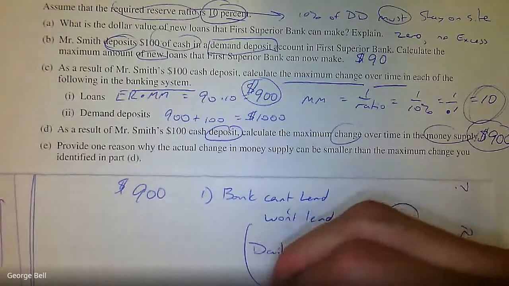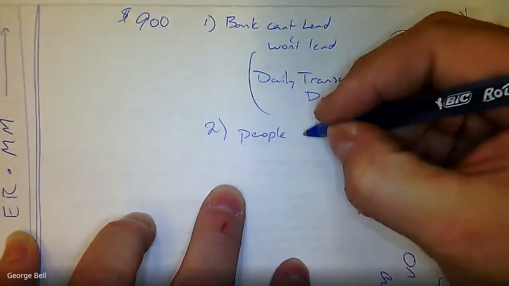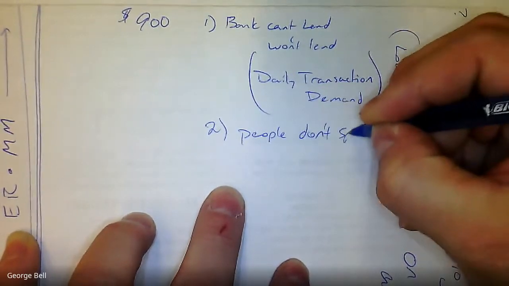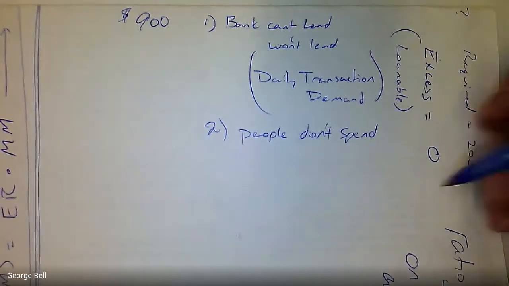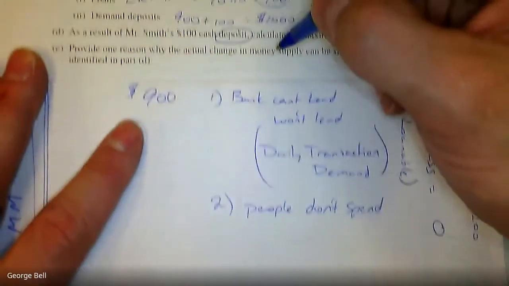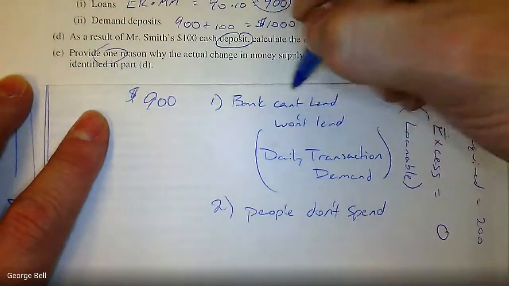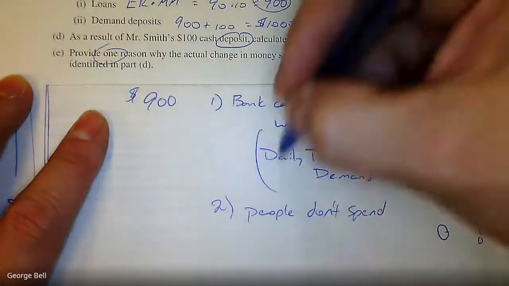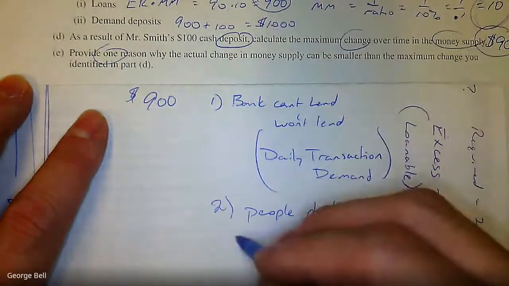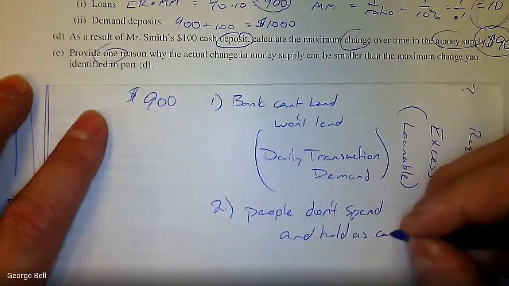The other reason that this could happen is because maybe people don't spend it. Maybe they keep the $100 and they put it into a cookie jar, like grandma. Or maybe they're like the Gallaghers and they keep all their money in the squirrel fund, which was a big Crisco bin that they kept all their cash in. So your answer for letter E is either, because it says identify one reason, banks can't lend it, banks won't lend it because of what's called daily transaction demand, or you could say people don't spend it and hold it as cash.